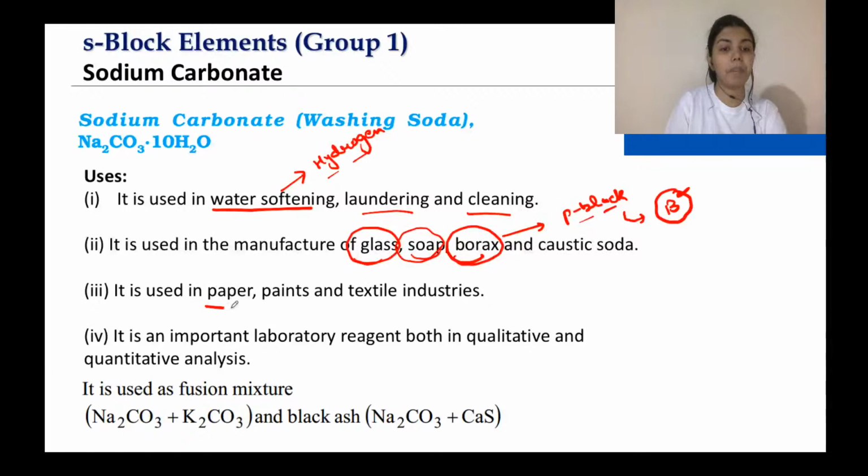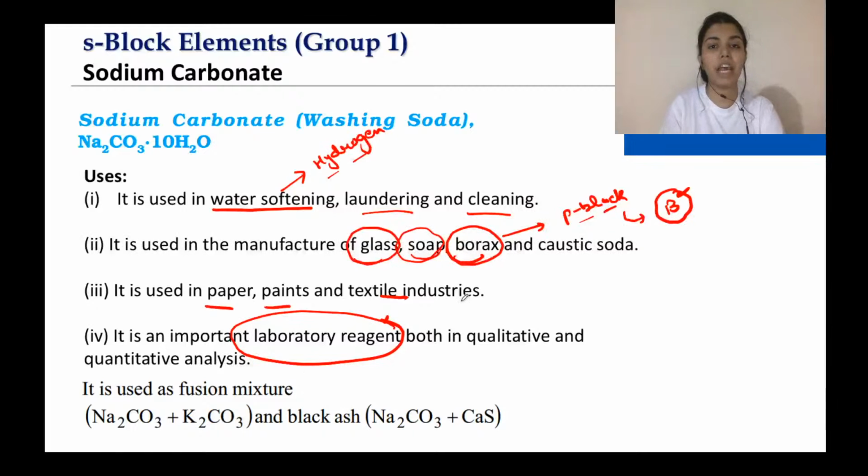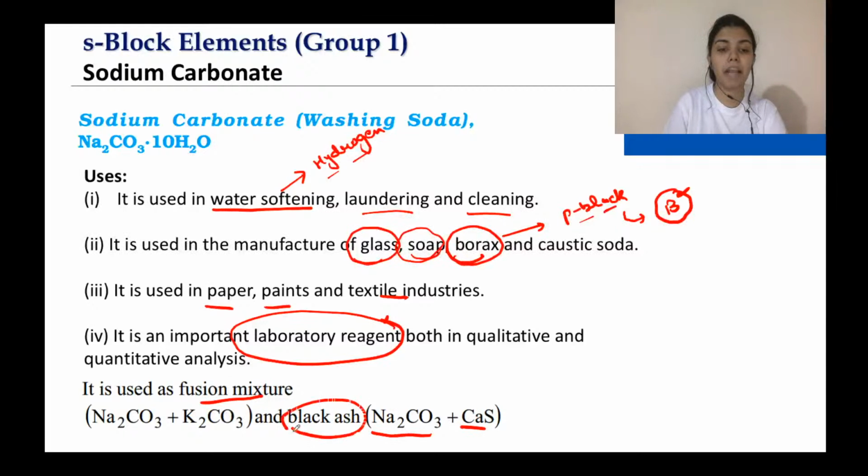Then it is used in paper, paints, textile industries, and also it is used as a laboratory reagent in both qualitative and quantitative analysis. What is qualitative analysis? That you find out what type of ion is present in your salt. That is a part of qualitative analysis. While quantitative analysis, if you see how much amount of a thing is present, that is known as quantitative analysis. Right? Now Na2CO3 plus K2CO3 is known as fusion mixture, and Na2CO3 plus calcium sulfide is black ash. Okay, this you need to remember by name.